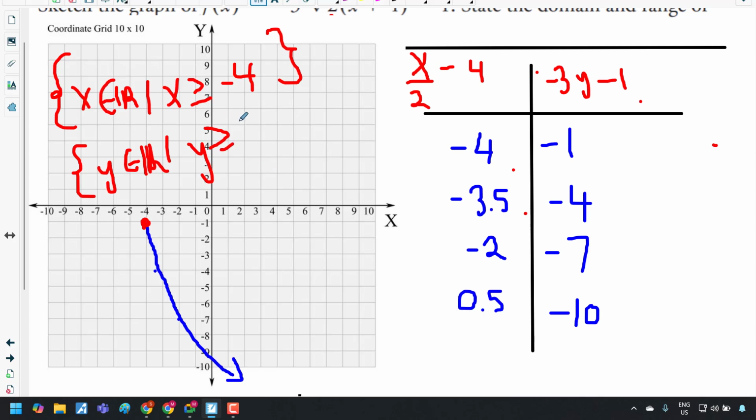Greater than or equal to what? -1. So you're saying that y is bigger than -1. Yeah, the function, so just be careful. Once again, the function exists below -1, not above -1. So definitely get better with that. And that's your domain and range.